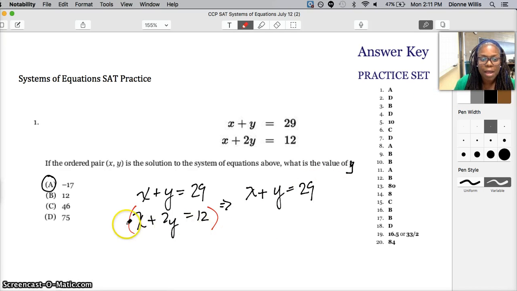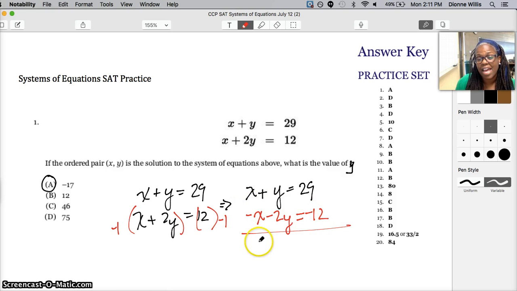so I'm never guessing whether I should subtract or add. When I multiply by -1 on both sides of this equation, I end up with negative x minus 2y is equal to -12. By getting rid of the x, I'm going to be left with y, and I'm therefore going to solve for y first. So now I'm adding everything together. Those cancel out, which is what I expected. This is going to be a negative y. This is going to be 29 plus -12, which is a positive 17. Here I see that y has to be equal to -17.